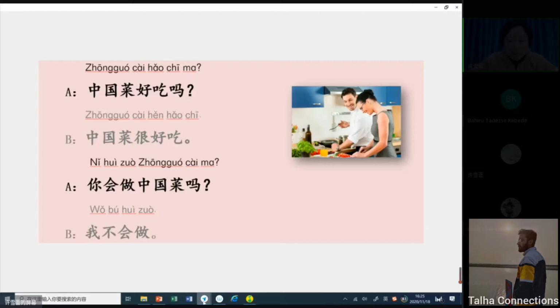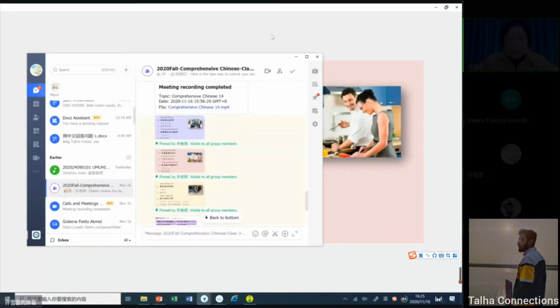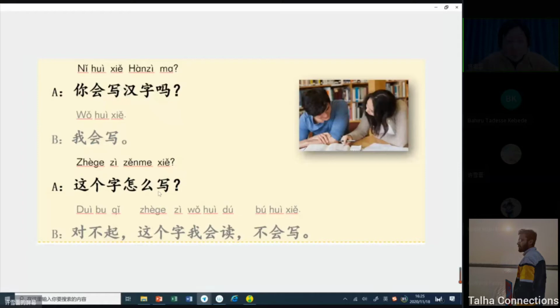And then we learned the question 怎么写? 怎么 and the verb to ask how to do something. 怎么写? 你的名字怎么写? 怎么读? For example, you have a Chinese name, but I don't know its pronunciation. I would like to say 怎么读? 你的名字怎么读? Okay.